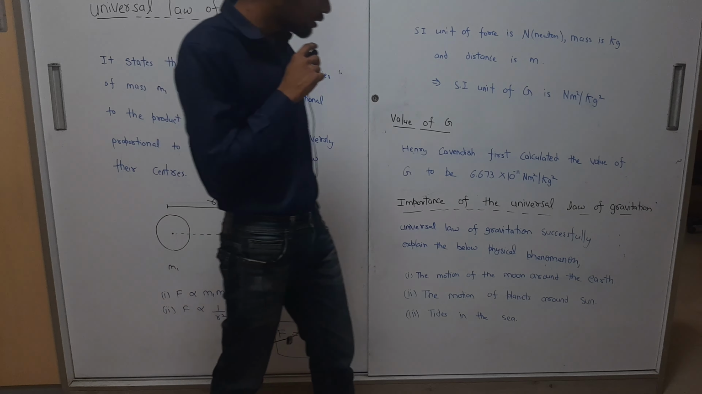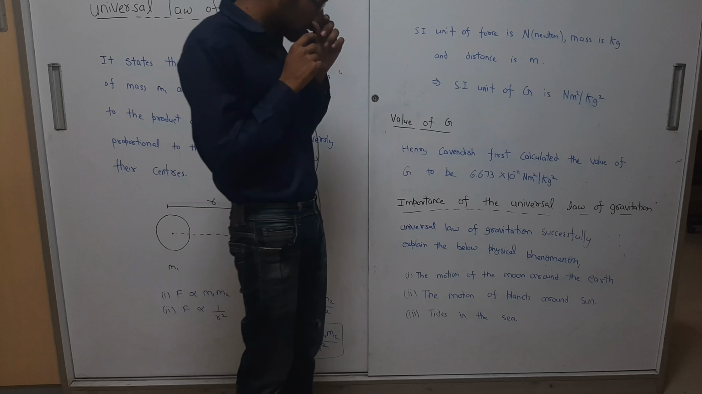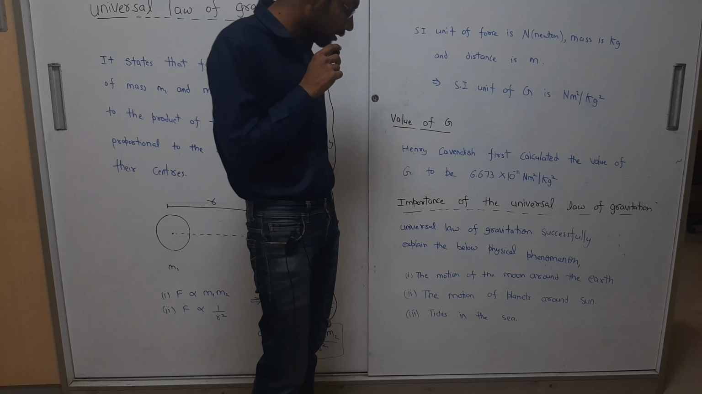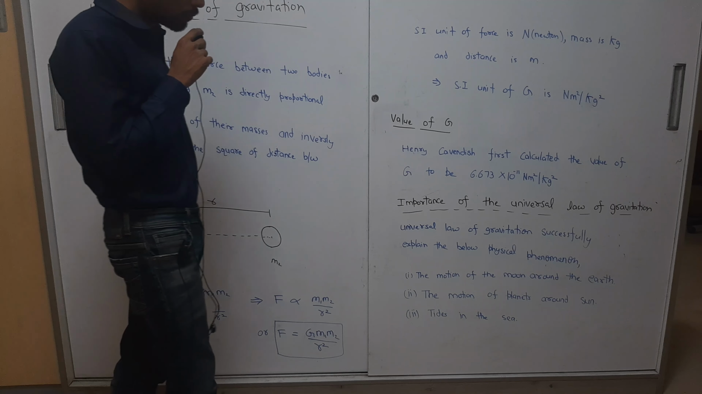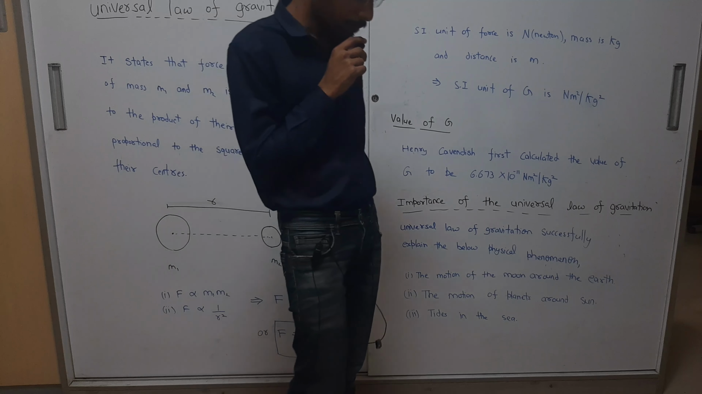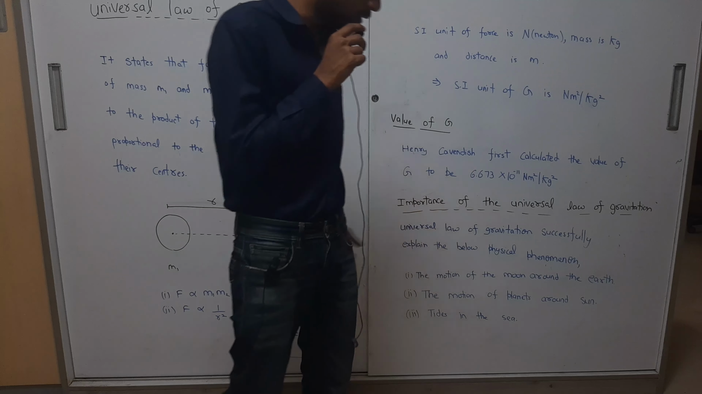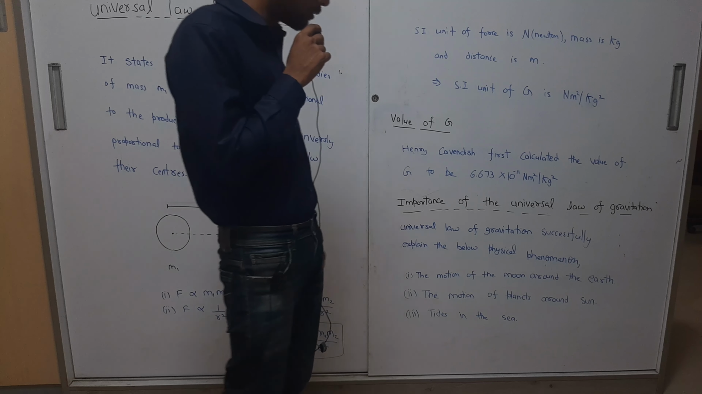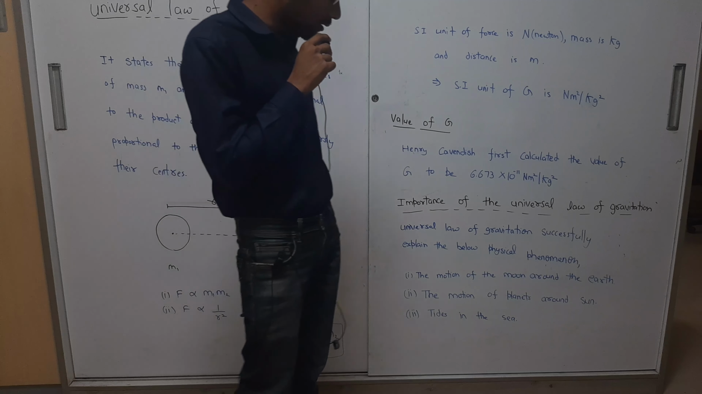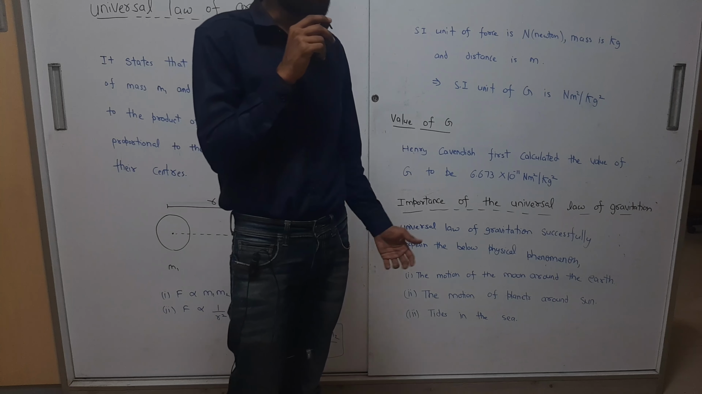Now what is the importance of the universal law of gravitation? This law was successfully able to explain these physical phenomena. First is the motion of the moon around the earth. Why the moon revolves around the earth was successfully explained by this universal law of gravitation. Second is the motion of planets around the sun, and third is the rising of tides in the sea.